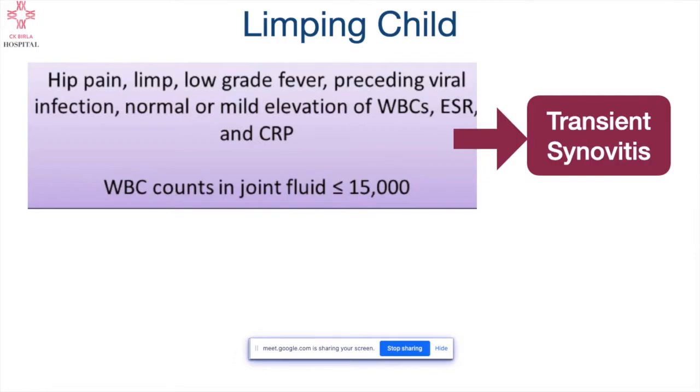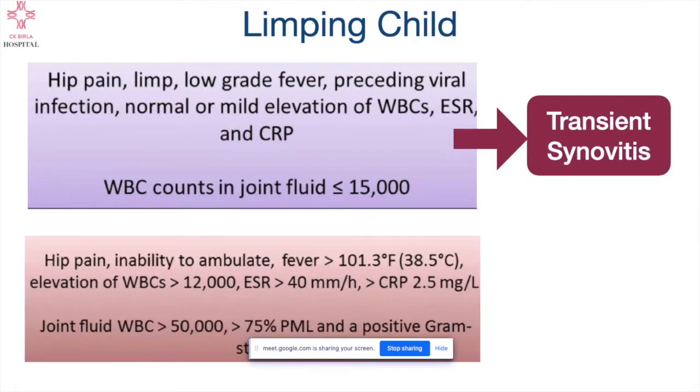Even if the child is toxic, you should always aspirate the joint, get blood cultures done, get a joint aspiration done, get the blood tests done, and then start antibiotics if the child is very toxic, before you get the lab reports. And whenever there is doubt, it's always better to drain the joint.